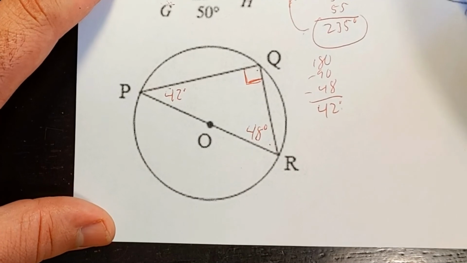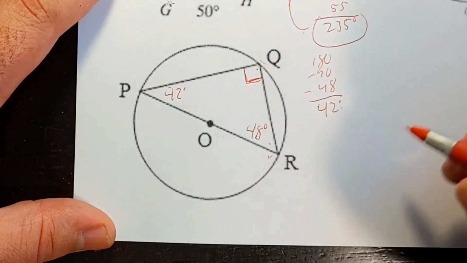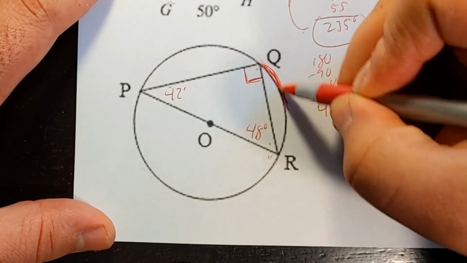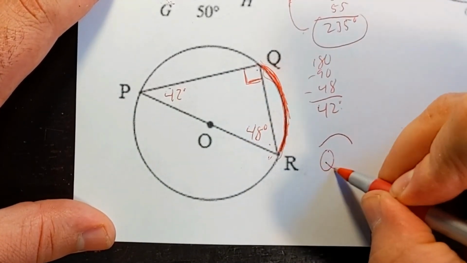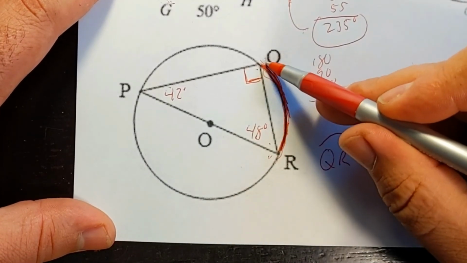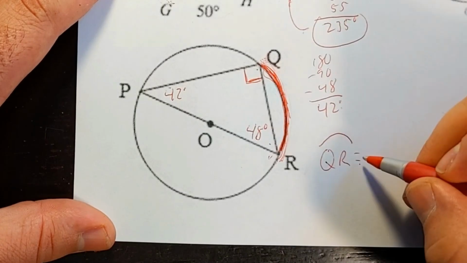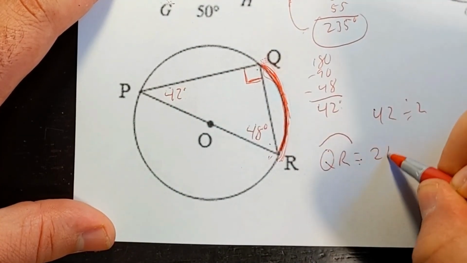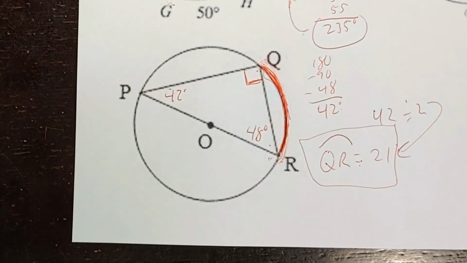Now while we're here, let's go ahead and practice the inscribed angle compared to the intercepted arc. So if I was asking you for the measurement of the intercepted arc from Q to R, this part right here, please find the intercepted arc, the measurement of the intercepted arc, QR. So to find that arc, you would get that 42 and divide by 2, and you would find out that your arc is 21. So hopefully this helps out.